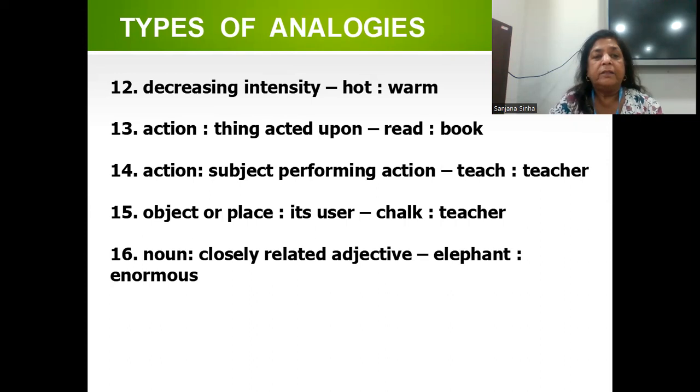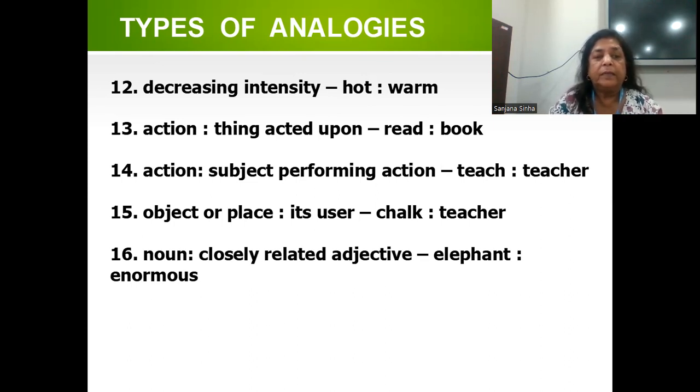Action and thing acted upon. You read a book, you see a film, you write a story. If read equals book, then write equals letters. Action and subject performing the action. Teach, teacher. Cure, doctor.